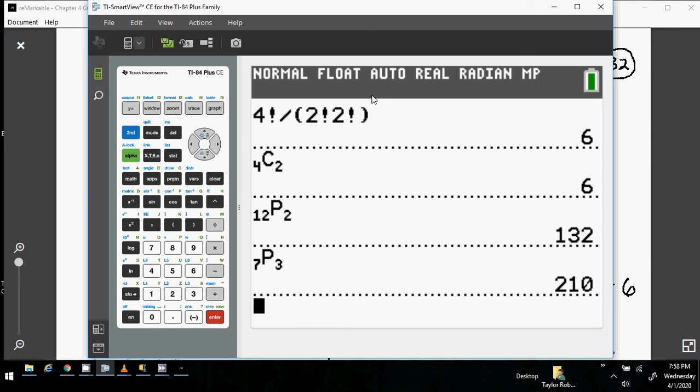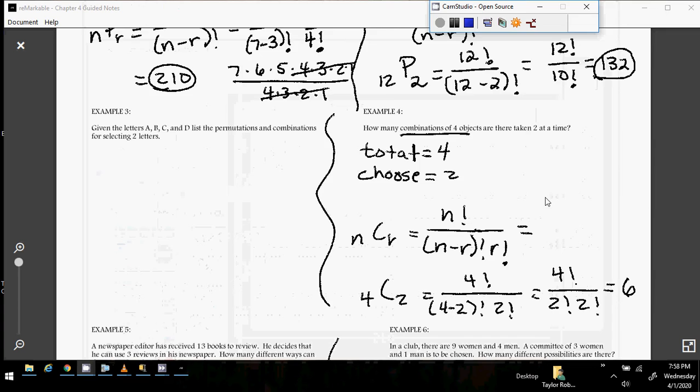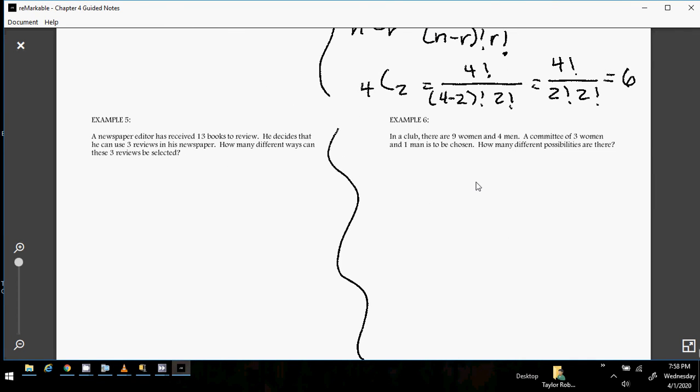I also uploaded the online versions for you, so you can use those. So here we have a newspaper editor received 13 books to review. Okay, so that's the total. So the total is 13. He can use 3 reviews in his newspaper how many different ways, so he can choose 3. Order is not important in this one. It says nothing about a certain order in the paper. So this is going to be a combination.